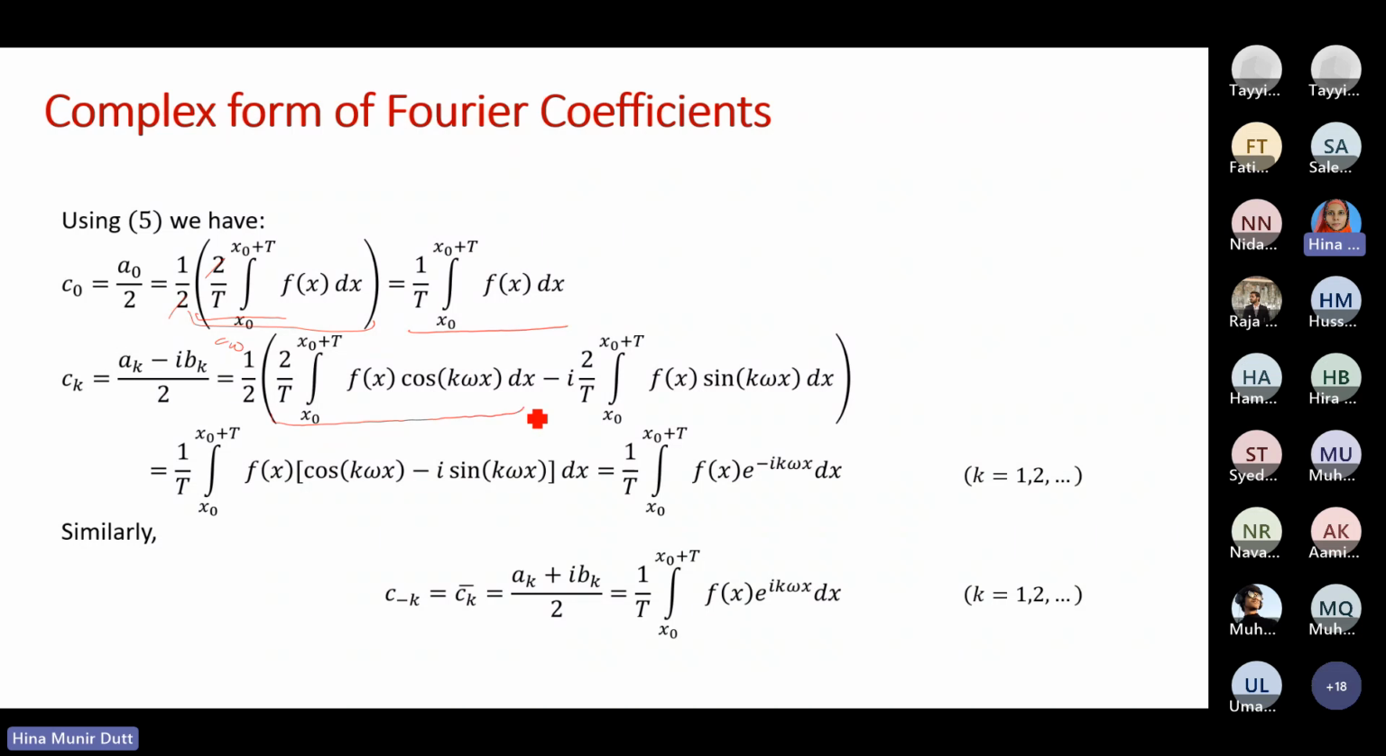Substitute the value of AK and BK. So you can take f of x common from this. So I am left with this term in the end, and by using the Euler's identity, it is equal to e to the power minus iota k omega x. This minus comes because of this minus. So my CK is equal to this one. So if you have to find the complex Fourier series of any function, you only have to calculate this coefficient CK, which is equal to 1 over T on the whole period x naught to x naught plus T, f of x e to the power minus iota k omega x dx.